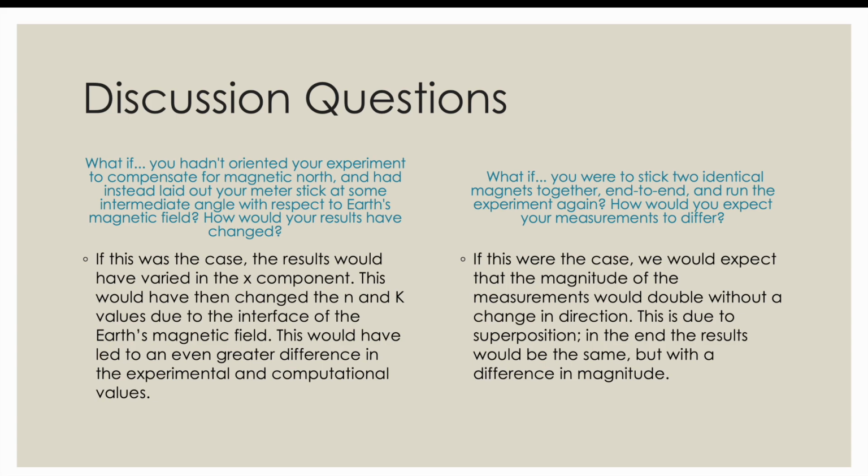And then finally, what if you were to stick 2 identical magnets together end to end and run the experiment again? How would you expect your measurements to differ? If this were the case, we would expect the magnitude of the measurements would double without a change in the direction. This is due to superposition. In the end, the actual results would be the same, but with a difference in our magnitude.